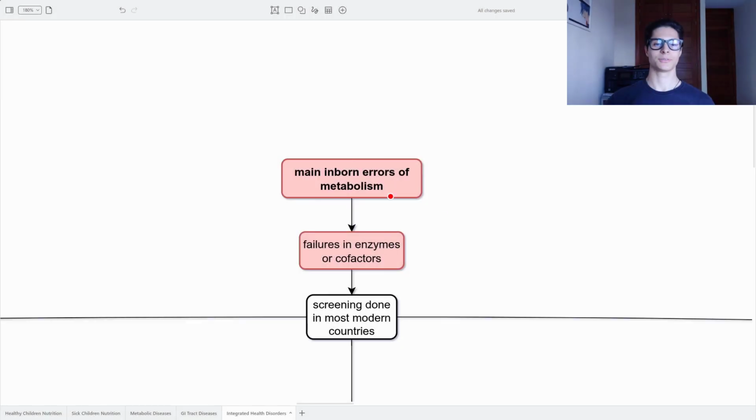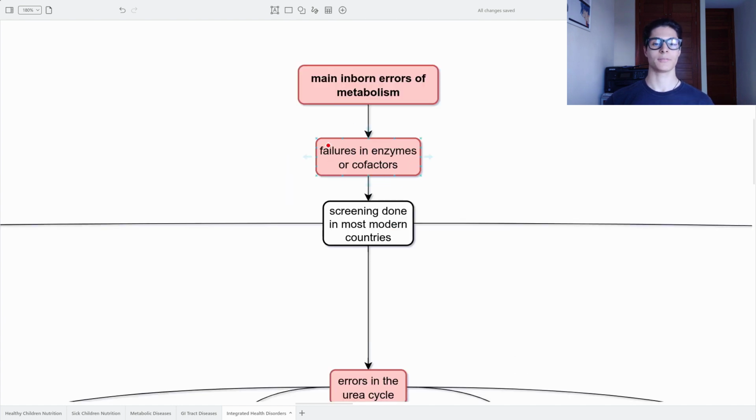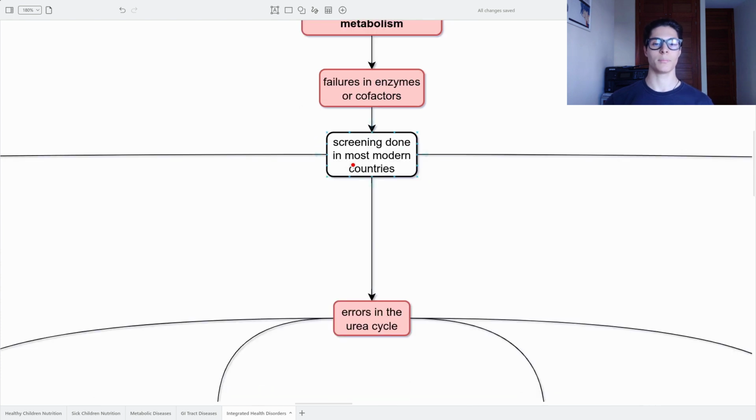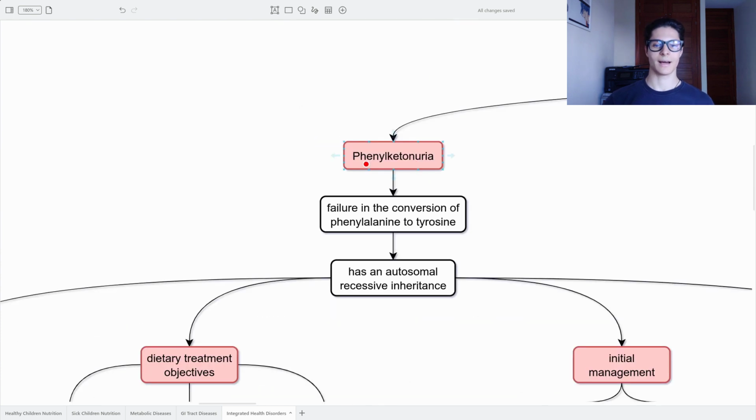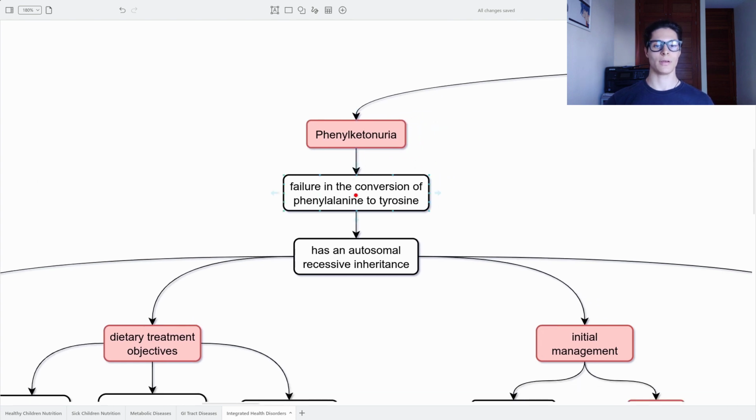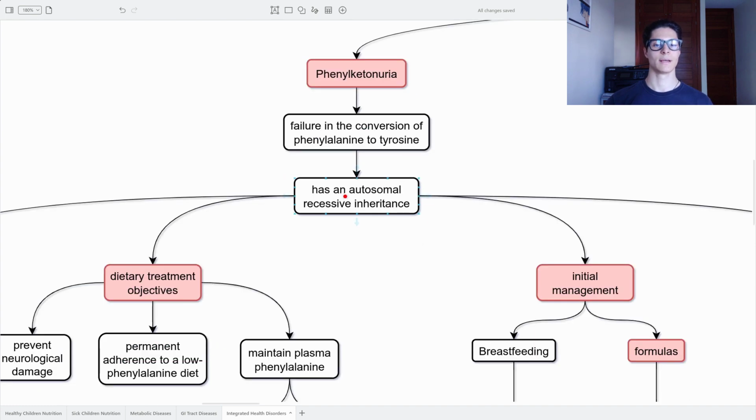And now it's time to take a look at the main inborn errors of metabolism. So these have to do with failures in enzymes or cofactors. The screening is done in most modern countries. And as the first one, we have phenylketonuria. This is the failure in the conversion of phenylalanine to tyrosine. These are two amino acids. And it has an autosomal recessive inheritance.